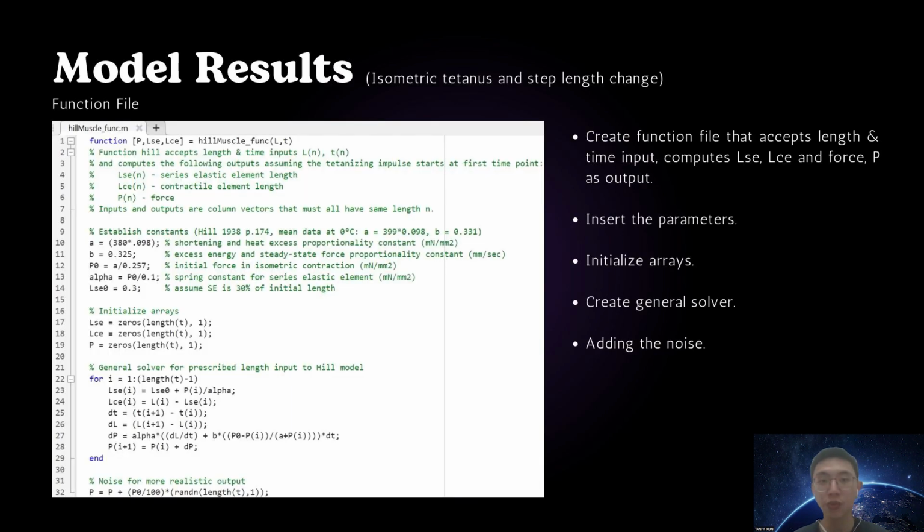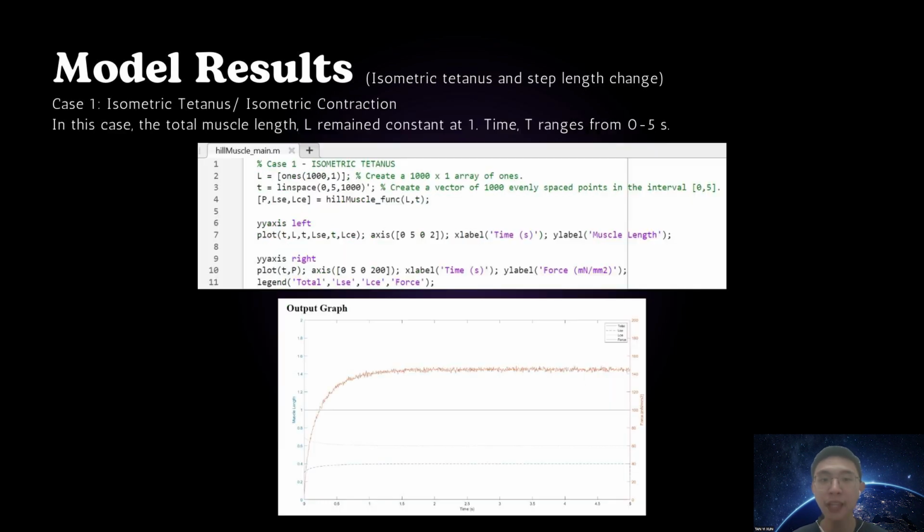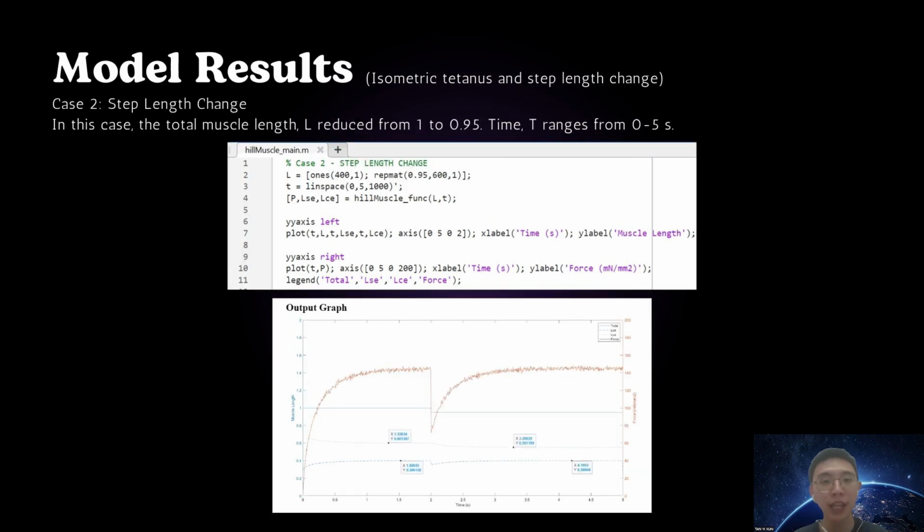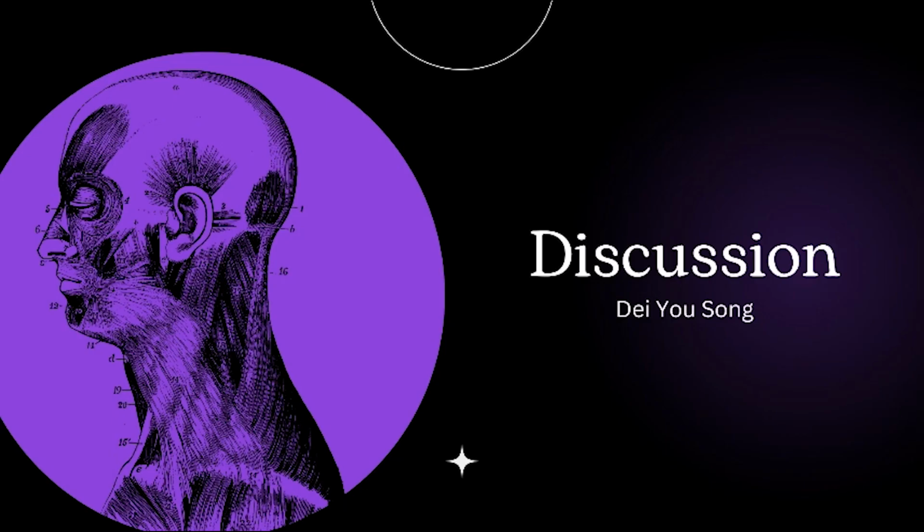The results are then constructed using MATLAB with given model parameters for a basic stretch muscle. A function file is created that accepts length and time input and computes LSE, LCE, and force P as output, by inserting the parameters, initializing the arrays, creating a general solver, and adding the noise. Then the MATLAB code for the first case, isometric contraction, has been constructed by keeping the total muscle length L at 1 from 0 to 5 seconds. An output graph has been plotted. The MATLAB code for step length change is also constructed by reducing the total muscle length L from 1 to 0.95 from 0 to 5 seconds, and an output graph has also been plotted.